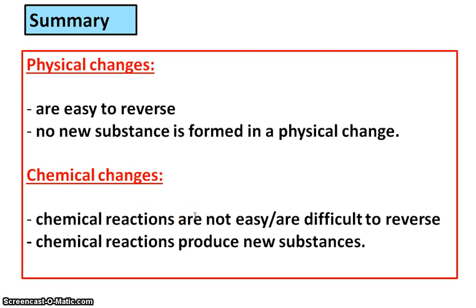You can't reverse easily. Chemical reactions produce new substances, so what you get is different from what you started off with. Again, mass is conserved except if a gas is made and you allow it to escape, otherwise the mass stays the same. Thank you very much, and I hope this will help you in terms of understanding physical and chemical changes.